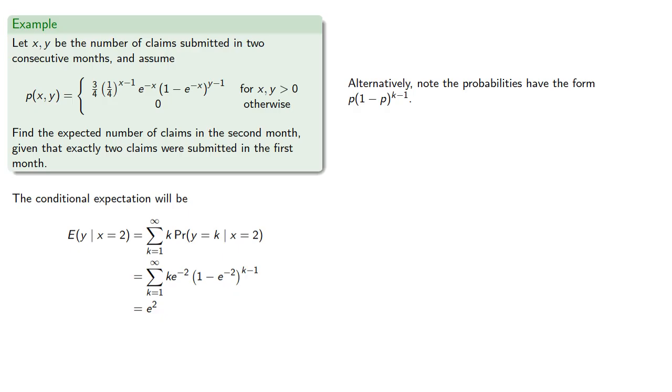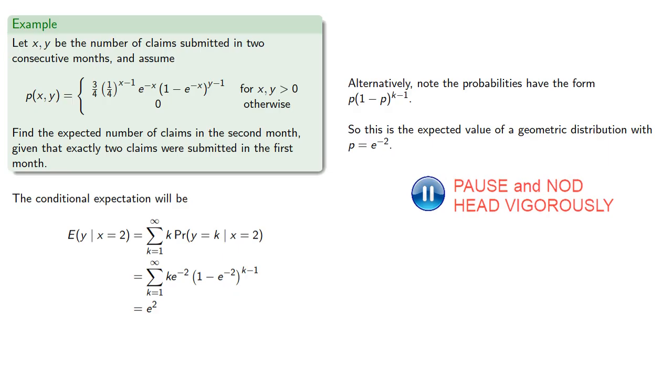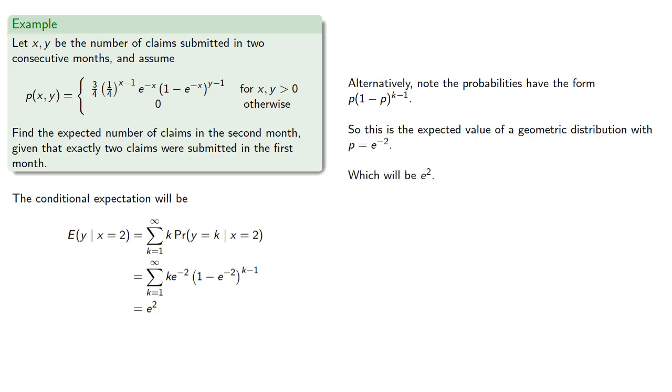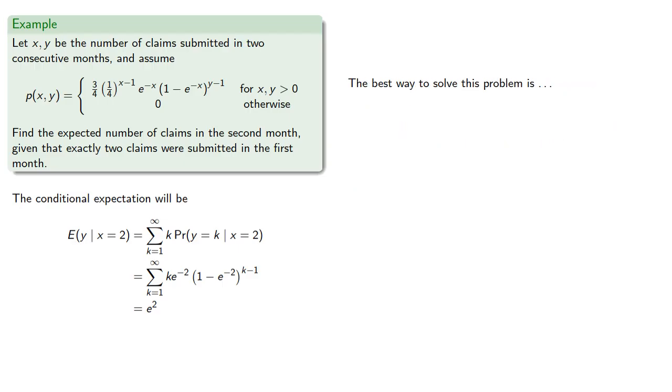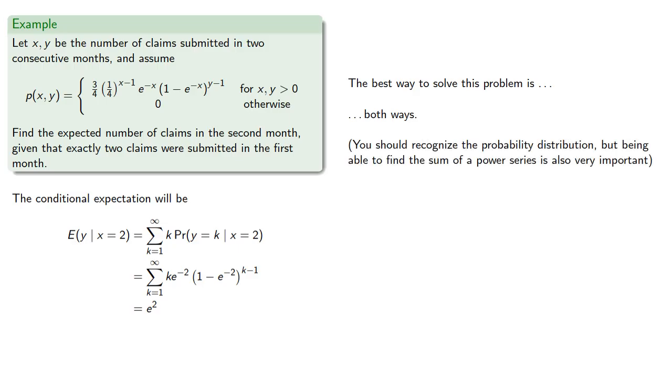Alternatively, note that the probabilities have the form something times a power of 1 minus something. So this is the expected value of a geometric distribution with that probability, which will be the second. Now it's important to realize the best way to solve the problem is both ways. You should be able to recognize the probability distribution, but being able to find the sum of a power series is also very important.